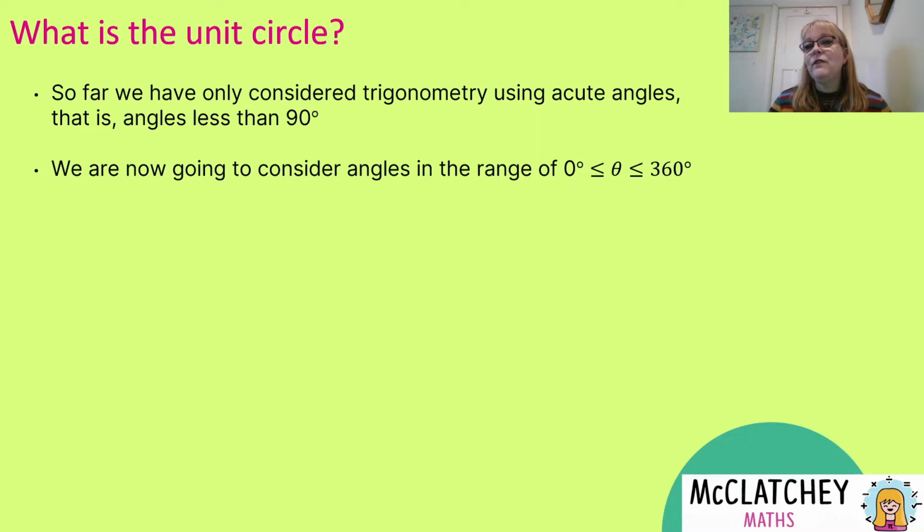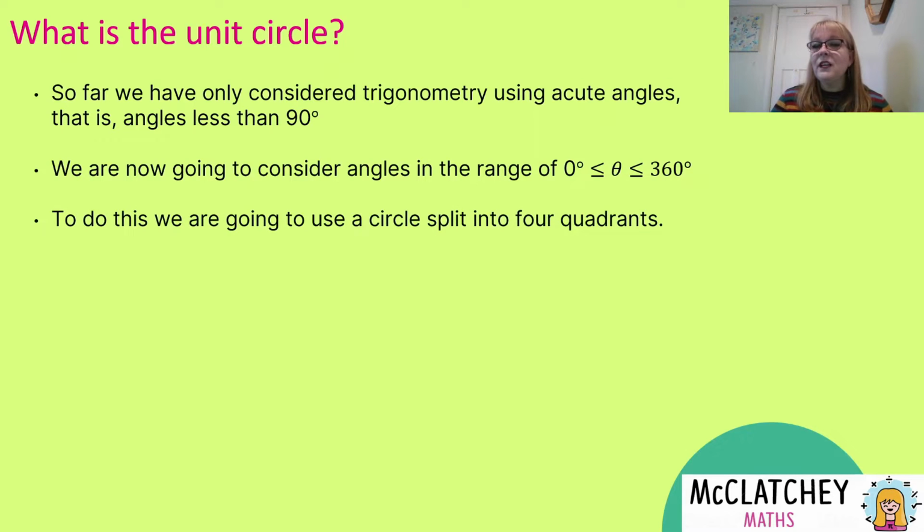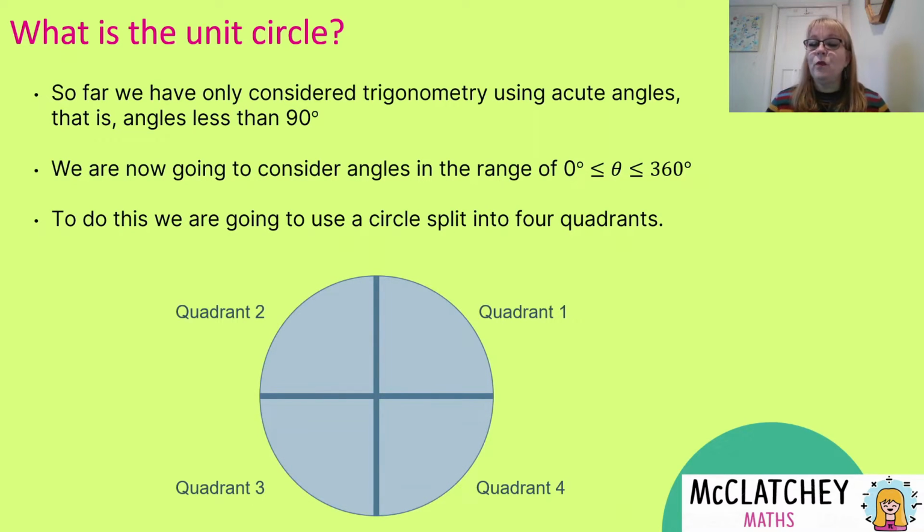They are going to be in the range from 0 degrees all the way up to 360 degrees, because we're talking about a unit circle, and a circle has 360 degrees. To do this, we're going to start with something called the unit circle, which has 4 quadrants: quadrant 1, quadrant 2, quadrant 3, quadrant 4. Each of these quadrants breaks the circle into quarters, and the two crossbars are at 90 degrees to one another.